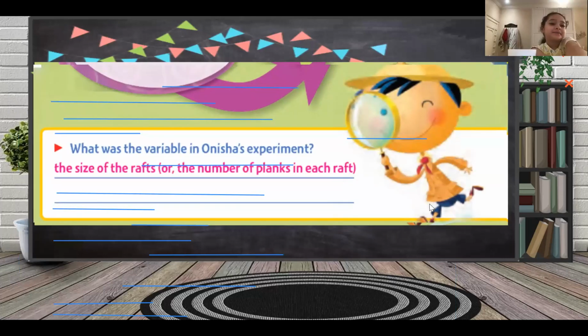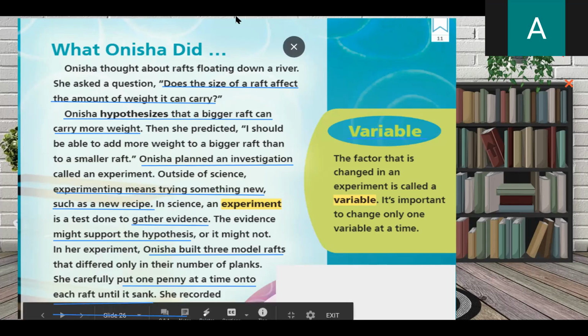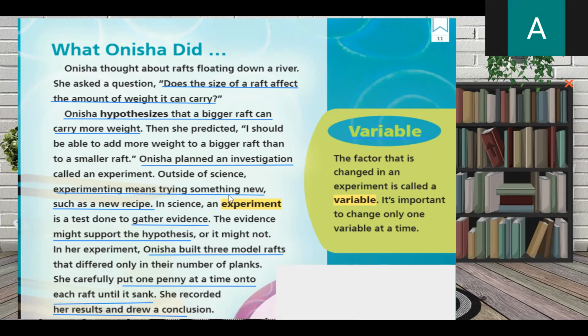Clear. Great. Okay. What about the size of the raft? Was it changeable? A raft means a small boat that she built. She built a raft with ice cream sticks. Ooh, it's nice. Yes, it's a good experiment.